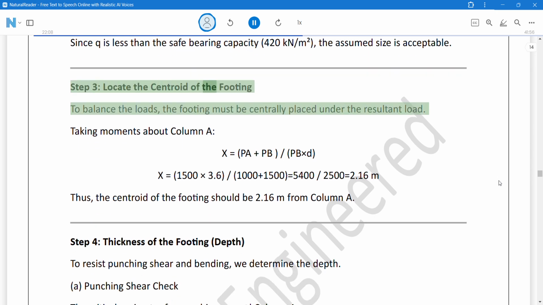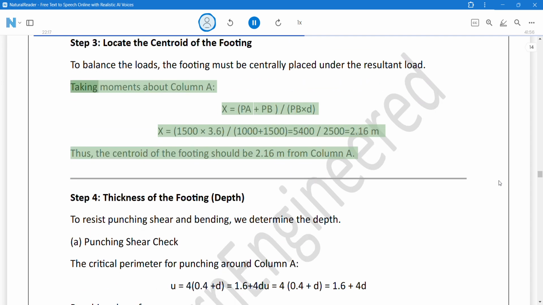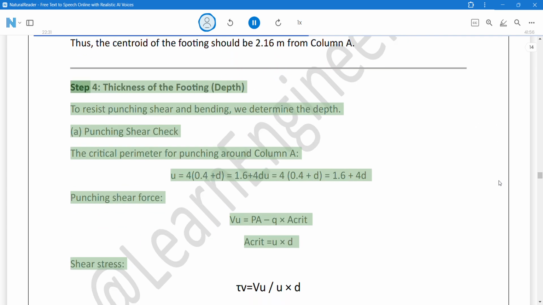Step 3. Locate the centroid of the footing to balance the loads. The footing must be centrally placed under the resultant load. Taking moments about column A, x equals (1500 times 3.6) divided by 2500, equals 5400 divided by 2500 equals 2.16 m. Thus, the centroid of the footing should be 2.16 m from column A.